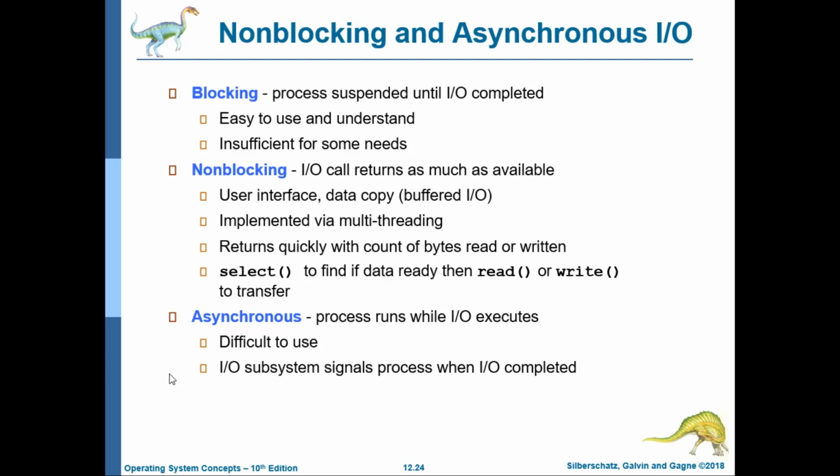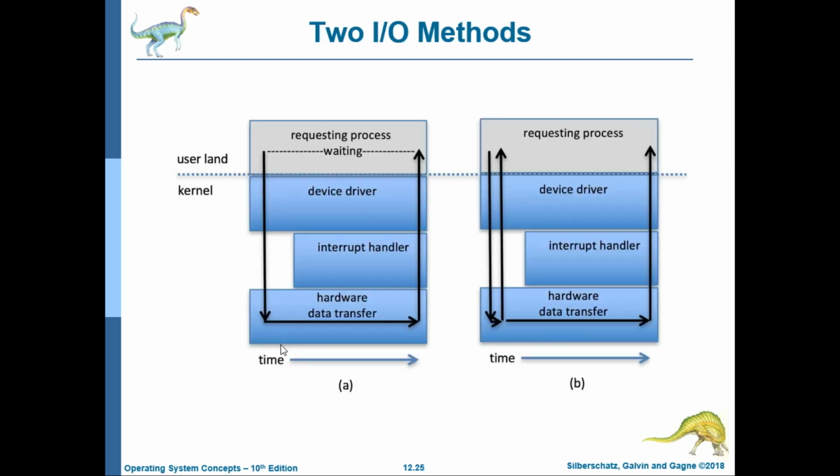And another one is asynchronous: the process runs while I/O executes. This is the opposite of blocking. In blocking, the process is suspended until I/O is completed. For asynchronous, even though the I/O is in execution, the process will still run. Of course, it is difficult to use, and the I/O subsystem signals the process when I/O is completed. So this is an illustration of two methods: synchronous and asynchronous.